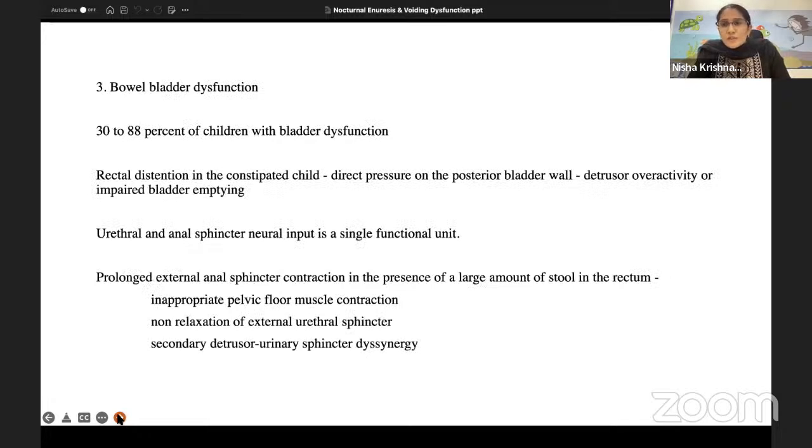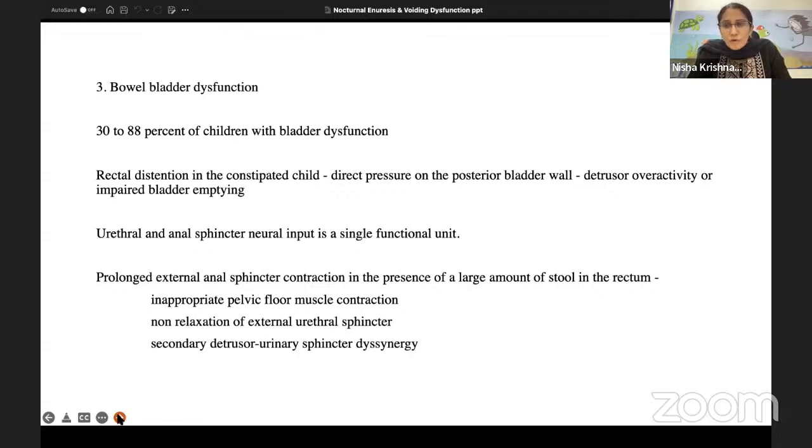Bowel bladder dysfunction is something which almost always goes hand in hand in a large number of children. Almost 30 to 88% of children who have bladder dysfunctions are found to have bowel dysfunction as well. The thought process behind this is that if there is rectal distension because of constipation, it is going to apply some pressure on the posterior bladder wall, because there is only so much space in the pelvis. And therefore, it is going to cause some premature detrusor contractions.